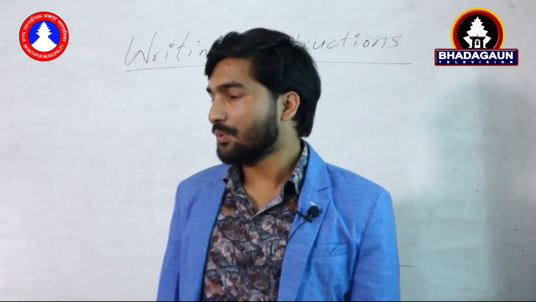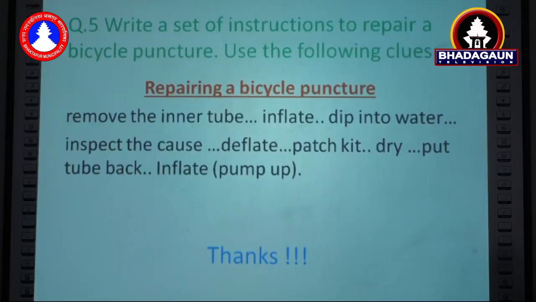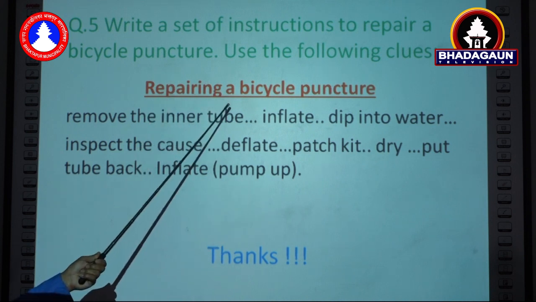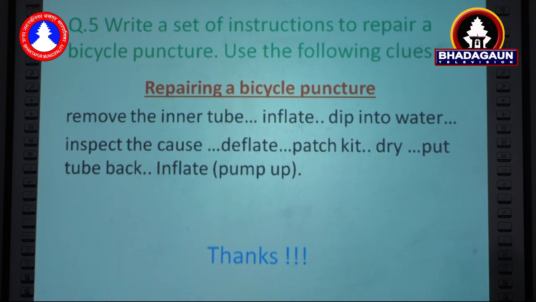Now one more question is here. Write a set of instructions to repair a bicycle puncture. Use the following clues. Clues are given. The title is given there. Clues are provided here. Help is provided here. Outline is given there. Now on the basis of these clues, you have to develop the complete answer. So I have not developed the complete answer.